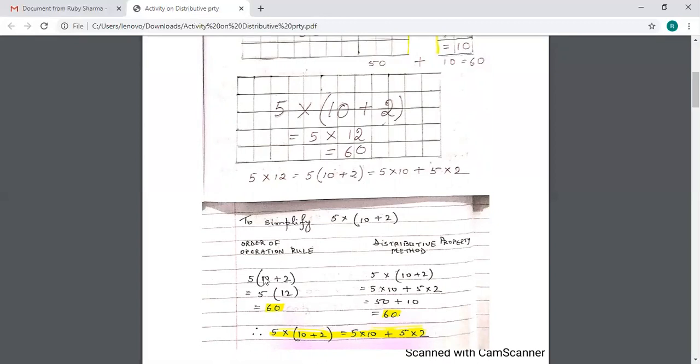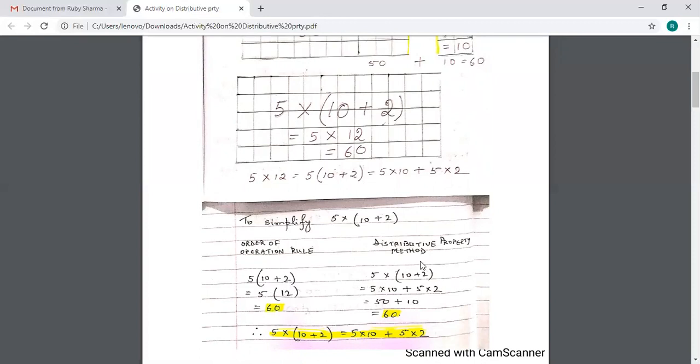Now here I have written 5. Here I told you before that when there is no operation symbol written here, it implies multiplication. So 5 into 10 plus 2, if it was given like that, what do we do? We first calculate the group member in the bracket. That is 10 plus 2 is 12, and finally, then multiplication, 5 into 12 is 60.